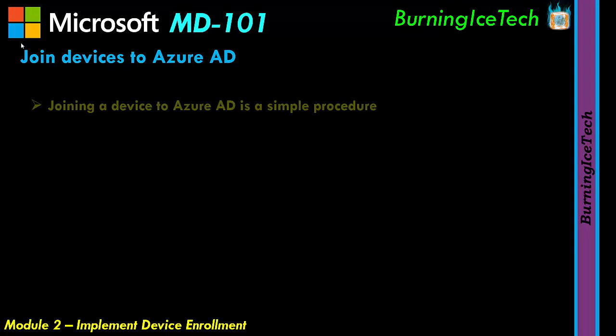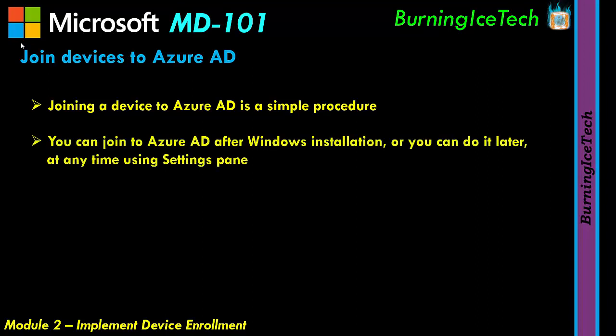So first of all, joining a device to Azure Active Directory is a simple procedure. It doesn't really matter what device operating system it is. Secondly, you can join to the Azure Active Directory after the Windows installation, assuming of course you're using Windows, or it can be done later at any time using the settings pane. So that second point, I just want to point out once again, this is of course if we're talking about Windows. If we're talking about Windows, you can do it during the Windows installation.